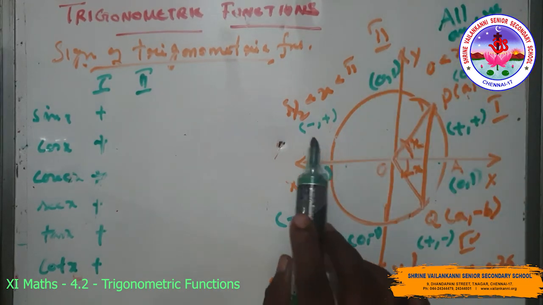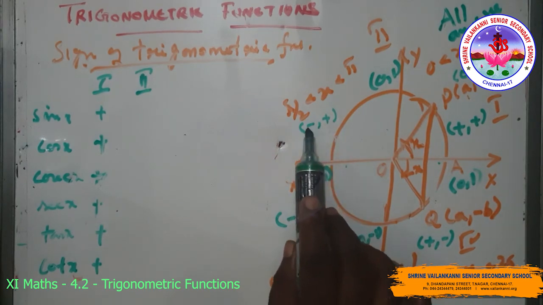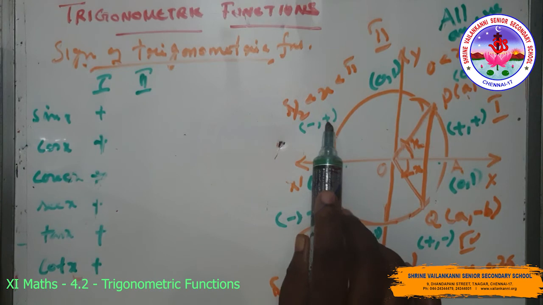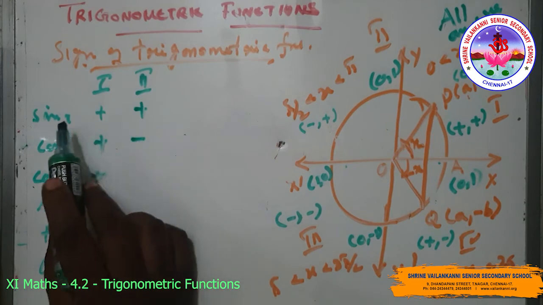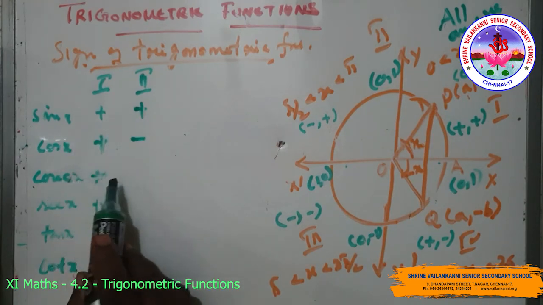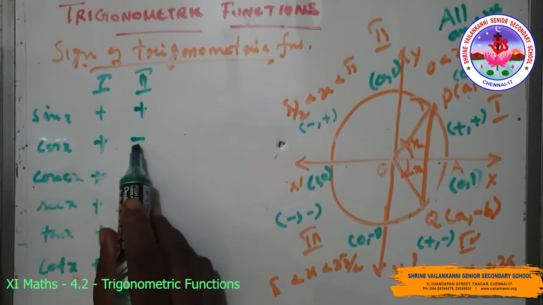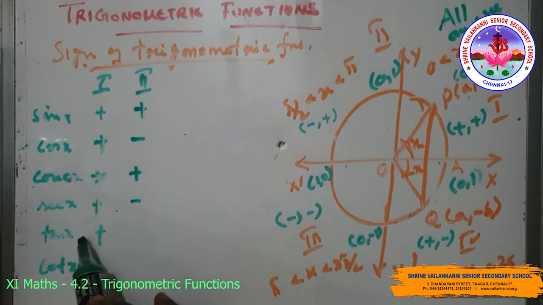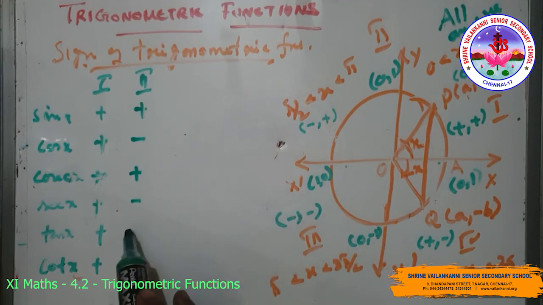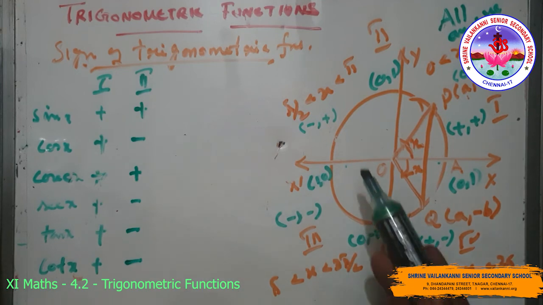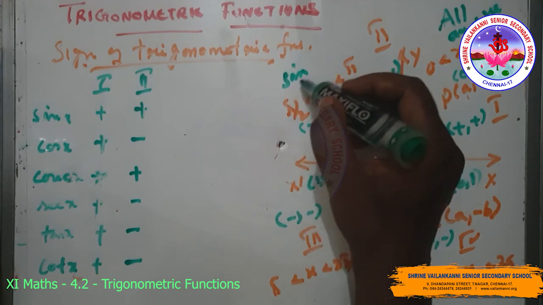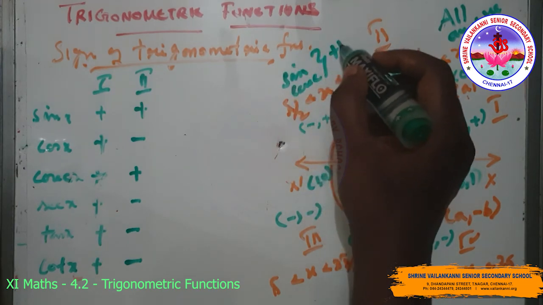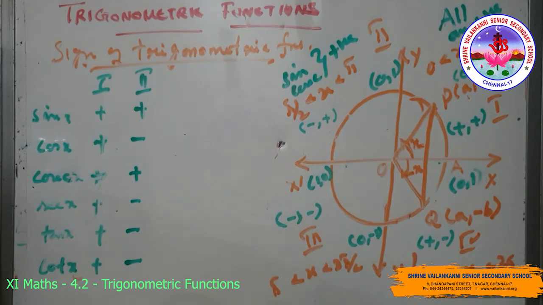And in the second quadrant, minus and plus, that is cos x comma sin x, we can see that sin x is positive and cos x is negative. If sin x is positive, then cosecant x is positive. If cos x is negative, secant x is negative. And tan x is sin x by cos x, so it is negative. And cot x, the reciprocal of tan x, is also negative. So in the second quadrant, only sine and cosecant are positive. Other trigonometric ratios are negative.